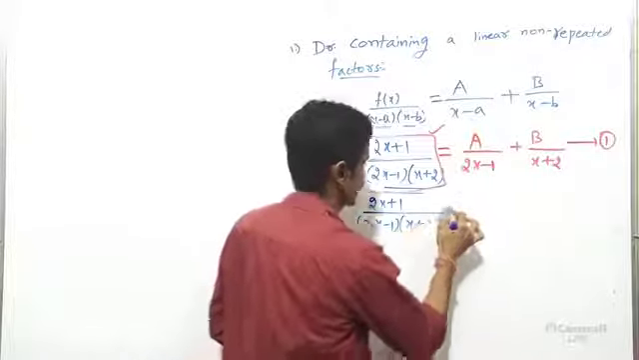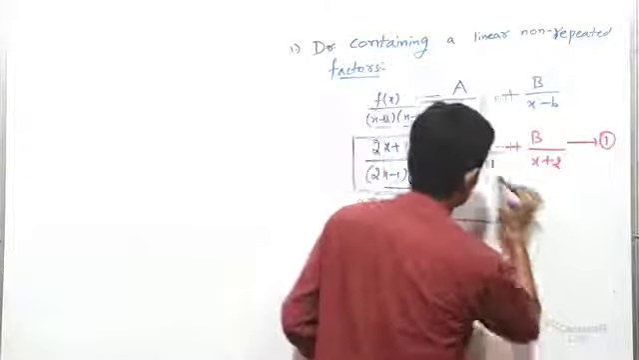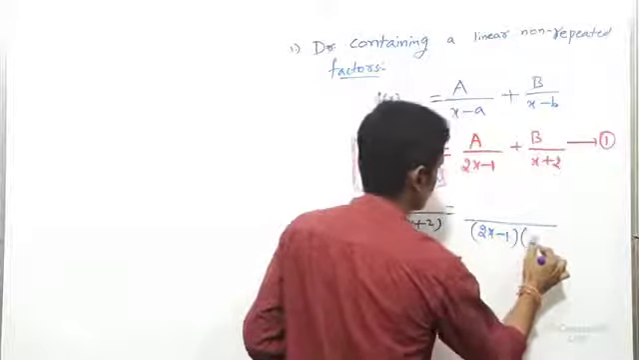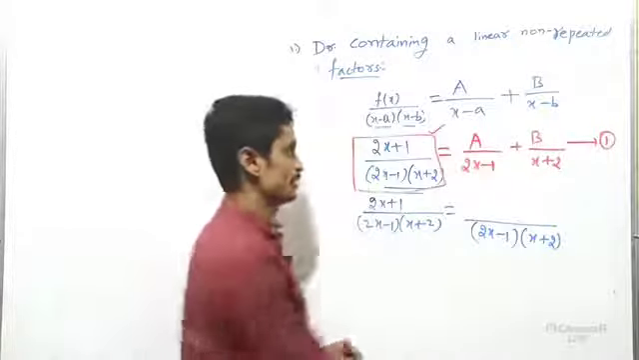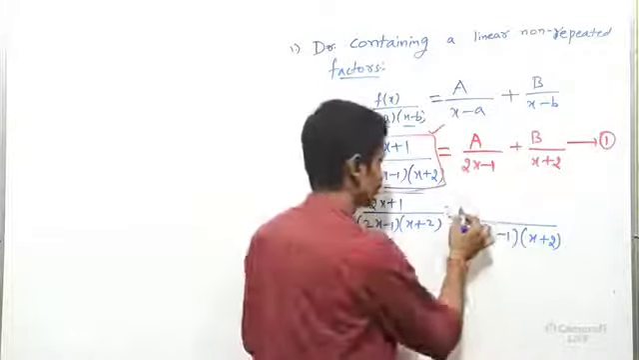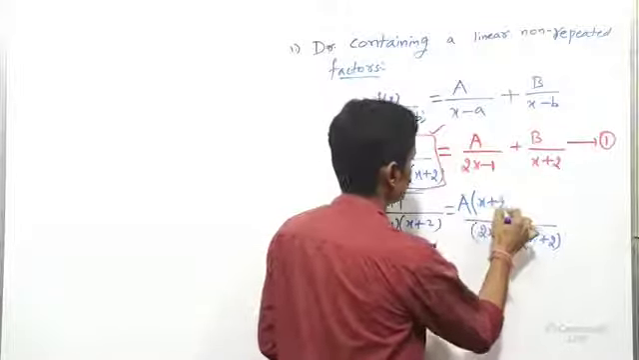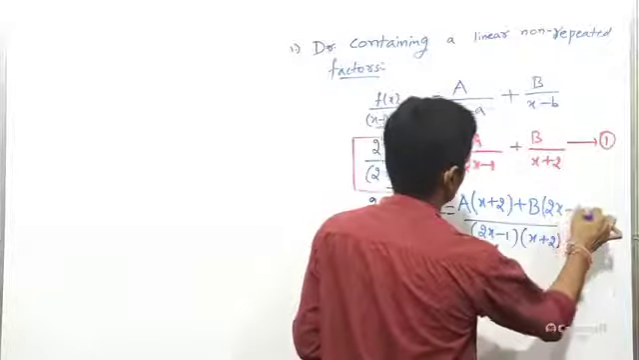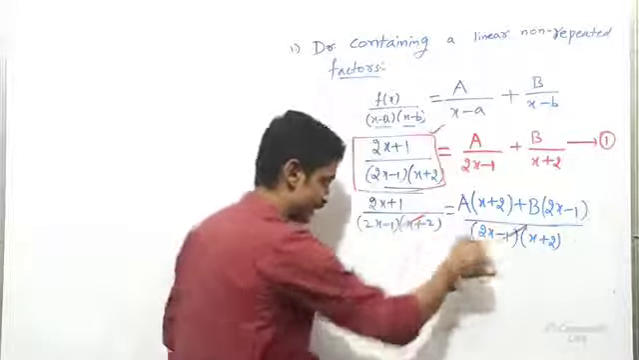and for the RHS part, take an LCM. What is our LCM? That is (2x − 1)(x + 2). Both factors are different, that's why multiply. Now here 2x − 1 we have, but x + 2 is not there. So multiply a by (x + 2) plus b by (2x − 1). After that these two denominators will cancel.